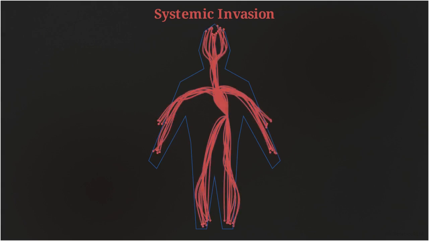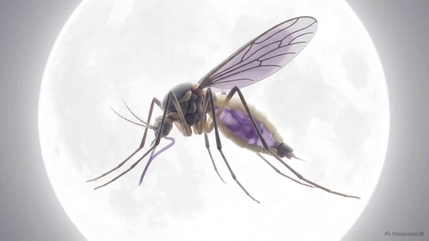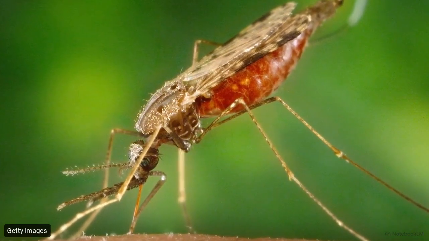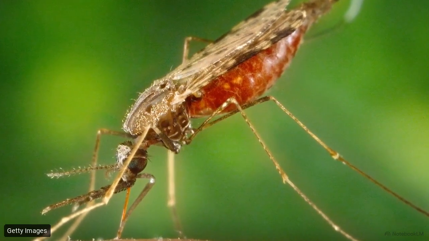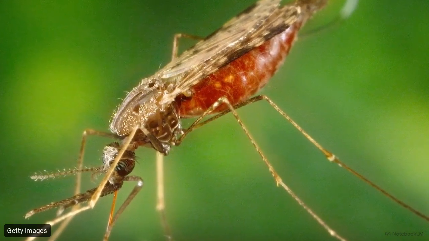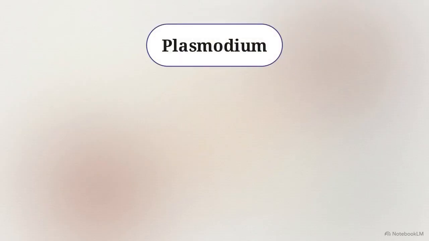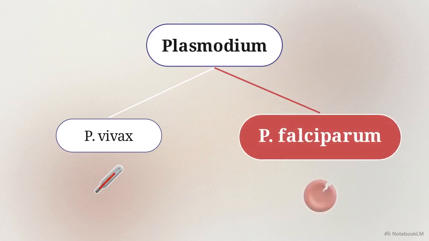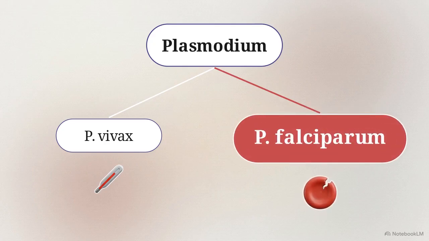a matter of days. This systemic invasion is initiated by a specific biological vector. As seen in this image of the female Anopheles mosquito, transmission occurs exactly when she feeds, directly injecting the parasite into the host's bloodstream. The severity of the resulting infection depends entirely on the species of Plasmodium injected. While Plasmodium vivax is known for causing relapsing fevers, Plasmodium falciparum is inherently more virulent.